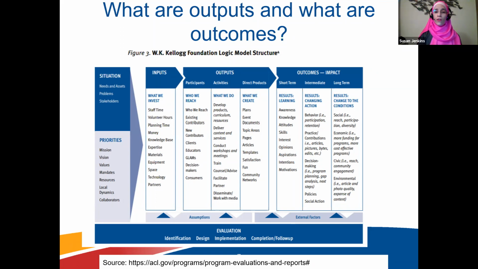And so what I have on the screen now is something that comes from a source that is listed below. In most cases on these slides, the source of the information is listed on the slide so that if you want to refer to the original document, you can do so. And this particular slide, which has a logic model shown, but has nice definitions for outputs and outcomes, comes from a toolkit that ACL put together, and it's on the ACL website.